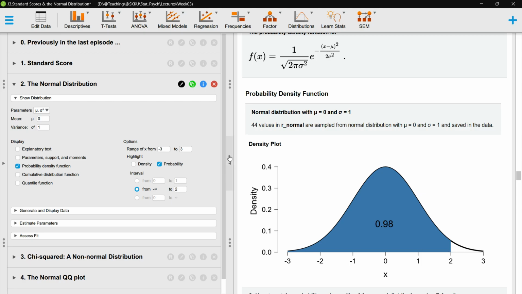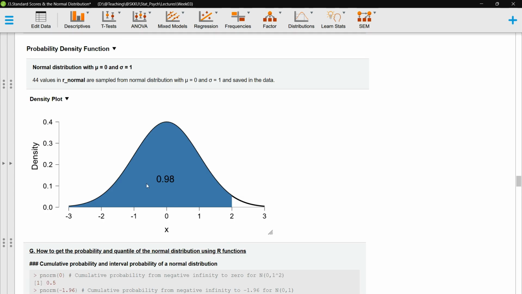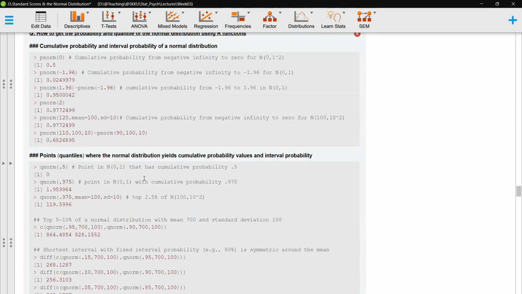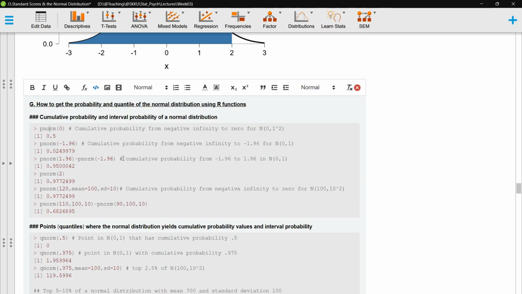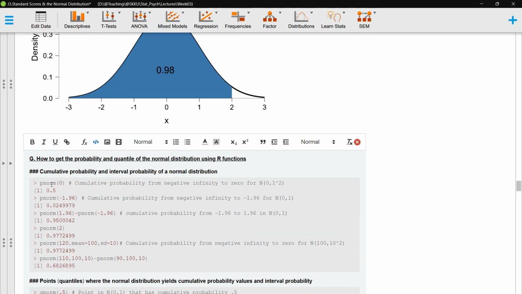And we can get these kinds of numbers not just using this plot, but we can use the normal distribution functions. To get the probability, we can use pnorm up to this point. For example, up to 0. What is the cumulative probability of the standard normal distribution? It is 0.5, right? And what about this?